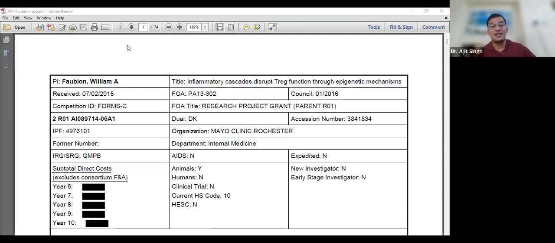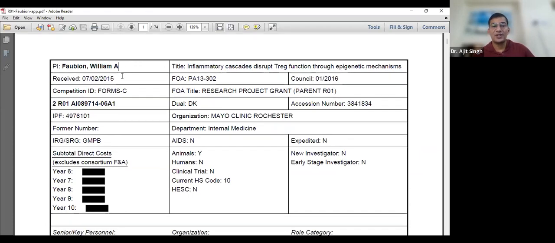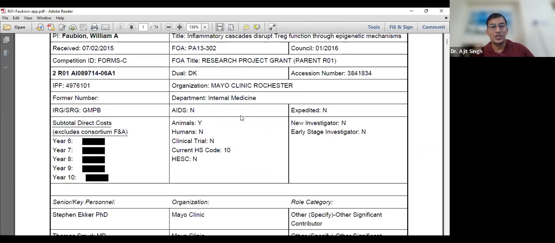So this is the grant. The PI is William A. Fabian, and the title of the grant was Inflammatory Cascades Disrupt Treg Function Through Epigenetic Mechanism. It was received on this date. Then there are the council details, competition ID, and other IDs. Organization: Mayo Clinic Rochester, department of internal medicine, IRG, AIDS no, expedited no; subtotal direct cost they have hidden.